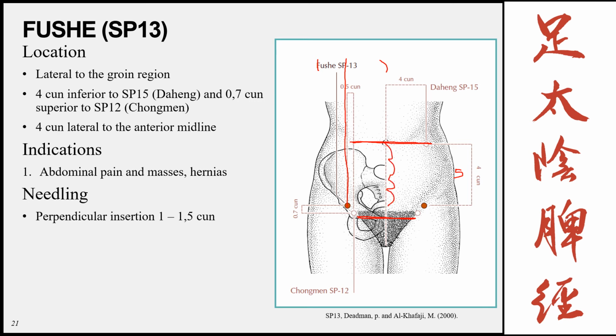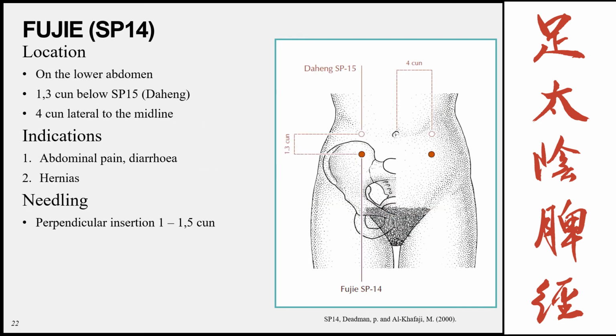And then we'll draw a line from this 4 cun mark. And where this line meets the 4 cun line over here is where this point is located. This point can be used for abdominal pain and masses and hernias. Our insertion is perpendicular, 1 to 1.5 cun. Our next point is Fuji, spleen 14.